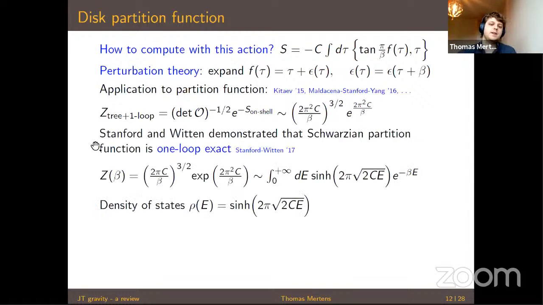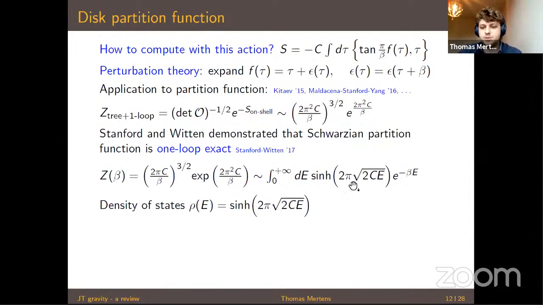Euclidean disk. Now, Stanford and Witten have actually demonstrated in 2017 that the Schwarzian partition function is 1 loop exact. So you can stop here. You don't have to think about multi-loop corrections to this. They all vanish order by order in this epsilon expansion. So this is the full answer. So I've written it again here. So this is the thermal disk partition function.